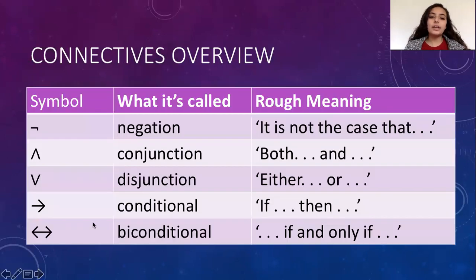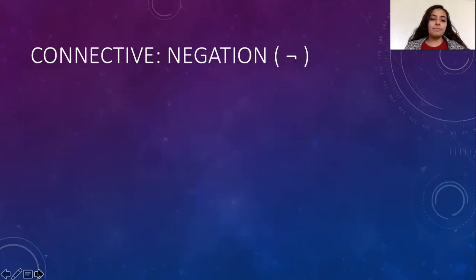So let's take a look at the connectives that we're going to have for this quarter. There's 5 of them, and I'm going to go roughly over the basics of each of these. But basically, here's an overview of each symbol, what it's called, and its rough meaning. And let's take a look at negation.